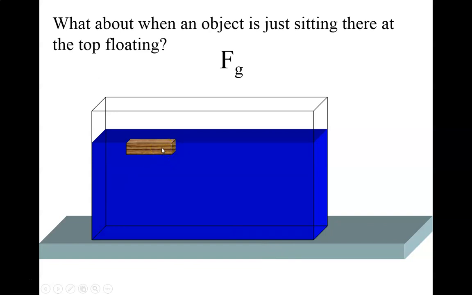So what about when an object is just sitting there at the top floating? Well, what do we know about the forces on an object stationary at the top, just floating? We know that the forces are balanced. So in this case, when an object is floating, the buoyant force is equal to the force of gravity. When an object is floating, the buoyant force is equal to the weight of the object.